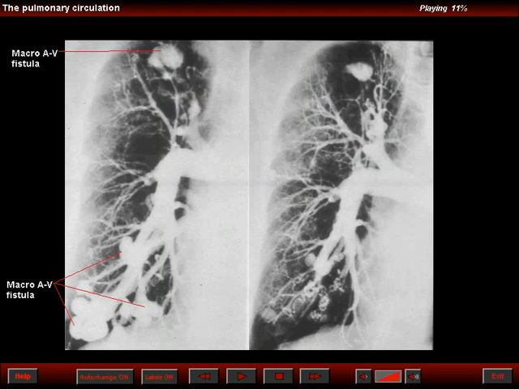Another case with pulmonary AV fistulas in the right lung. They can be embolized successfully, and in this way surgery may be unnecessary.